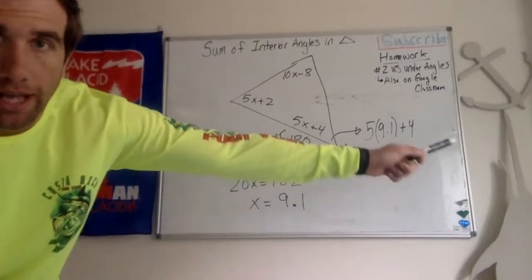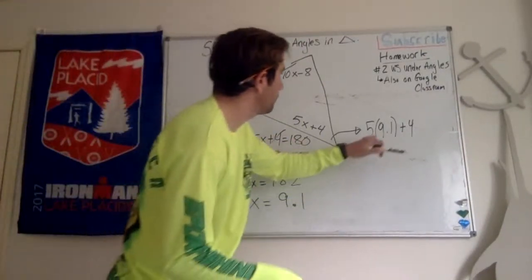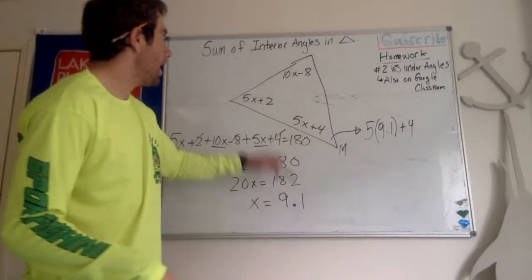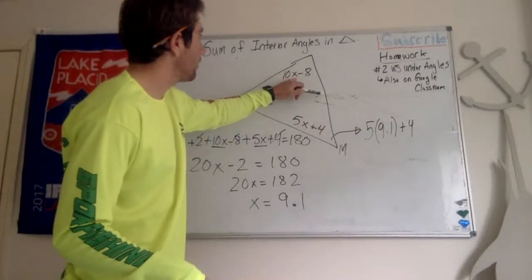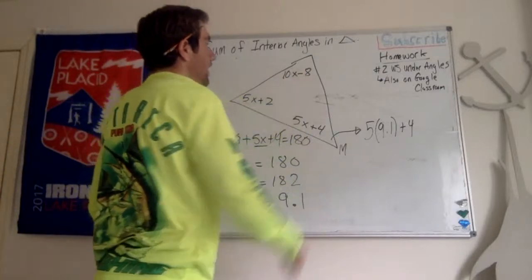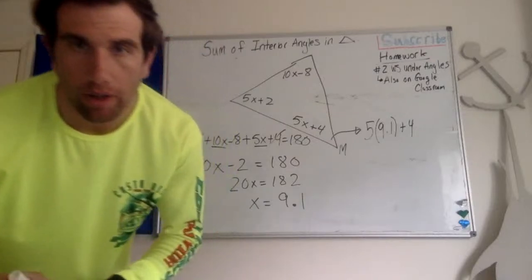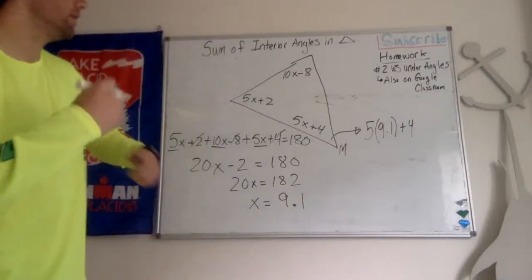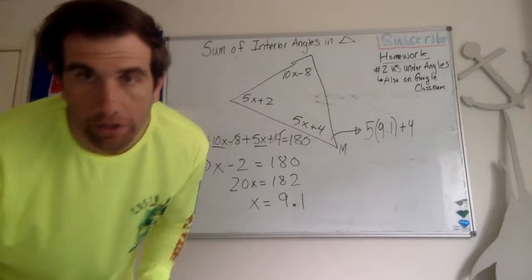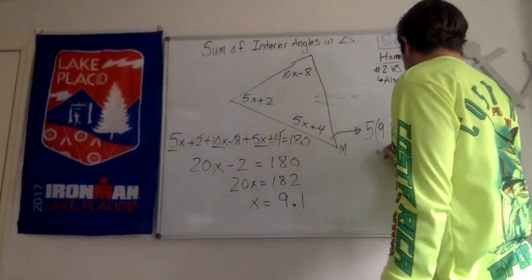So why did I do that? To find angle M specifically, you have to replace x with what we got here. And you do that with every angle here if you want to figure out all three exact angles. So 5 times 9.1. Good job. Yep, 49.5 degrees.